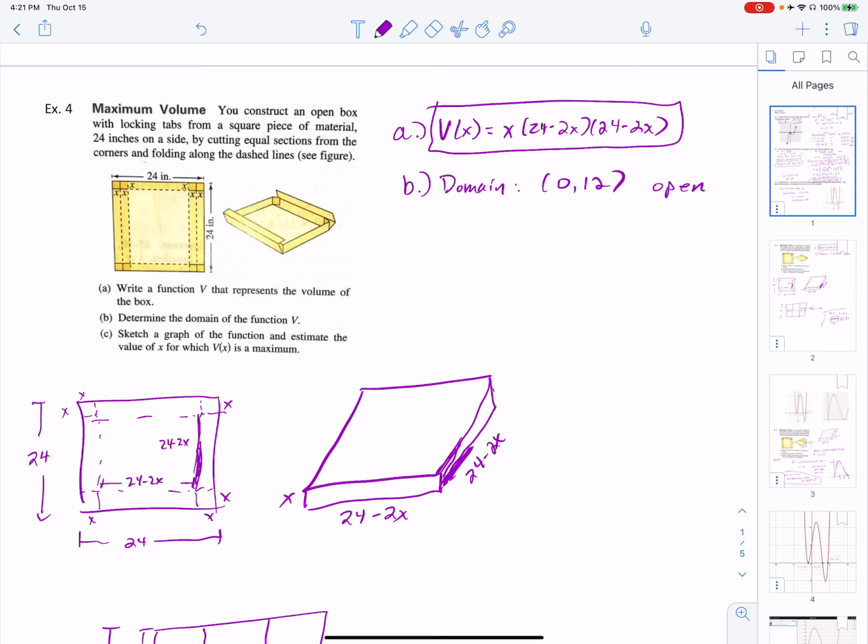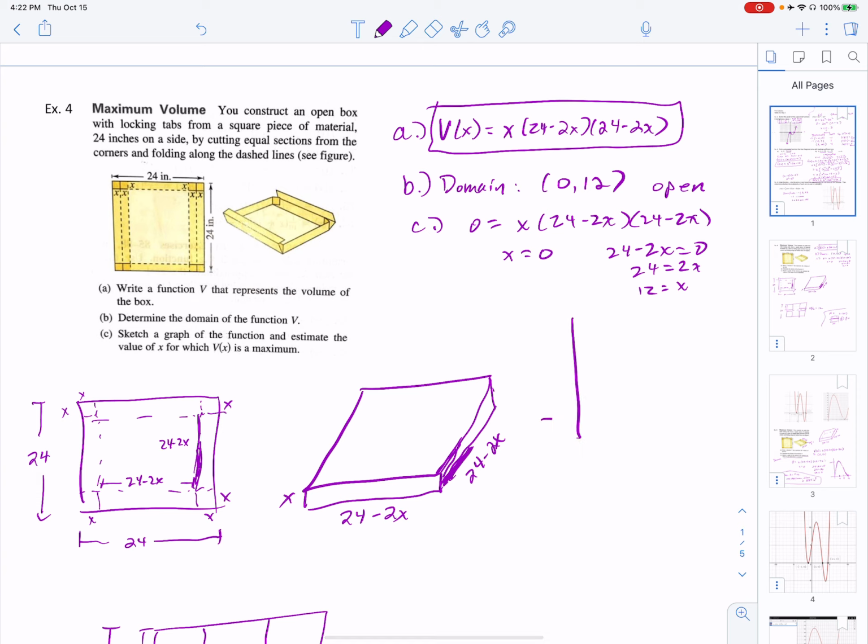And part C says sketch a graph of the function and estimate the value of x for which the volume is a maximum. In part C, if I set it equal to 0, my zeros are 0, and if I solve 24 minus 2x equals 0, I get 24 equals 2x, so my other zero is 12. So I have zeros at 0 and 12. And that is my domain.